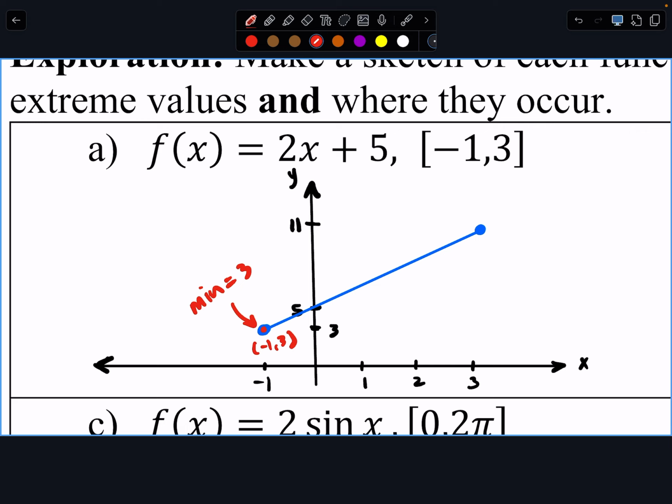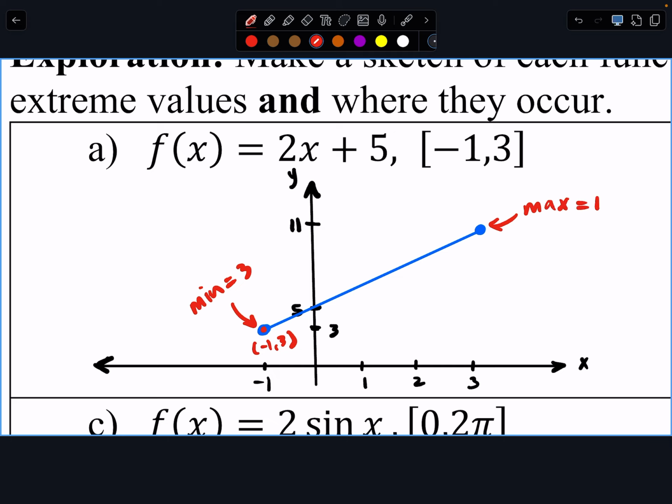What is the maximum function value? 11. And it occurs at 3, 11. So the maximum value is 11, and it occurs at 3, 11. So the point describes the location, but the actual extreme value, the actual maximum value, is 11. Okay. And we all see that. We all agree?